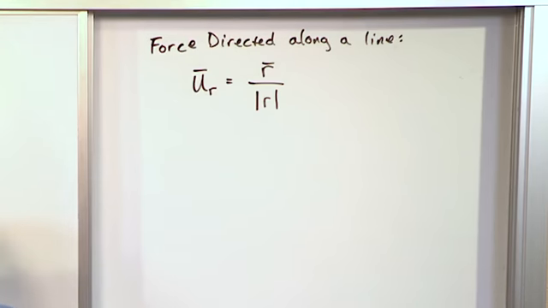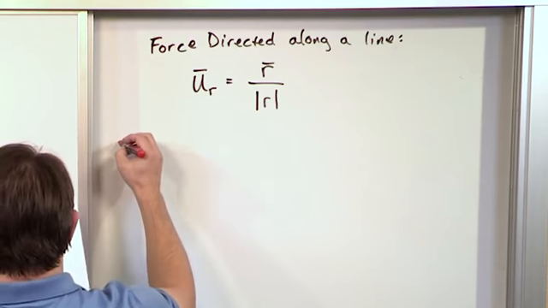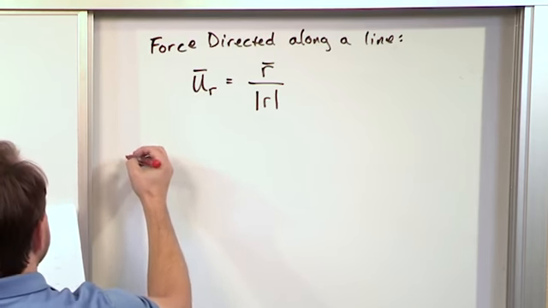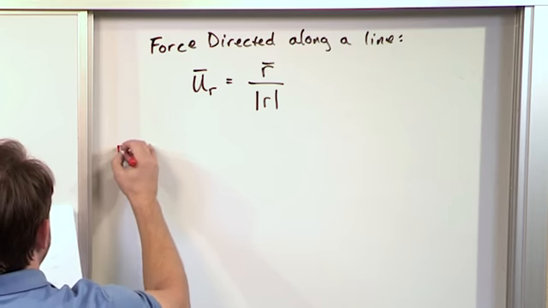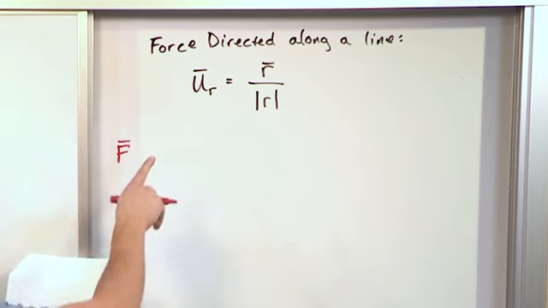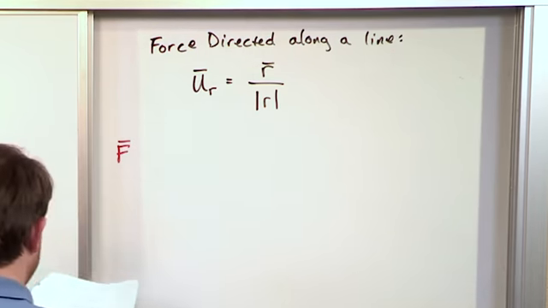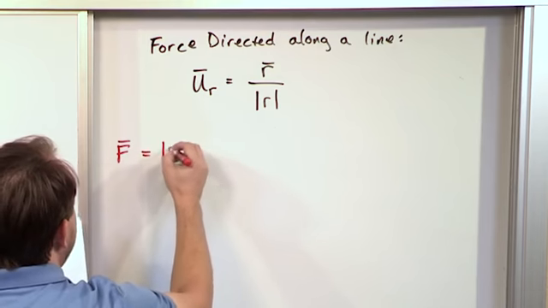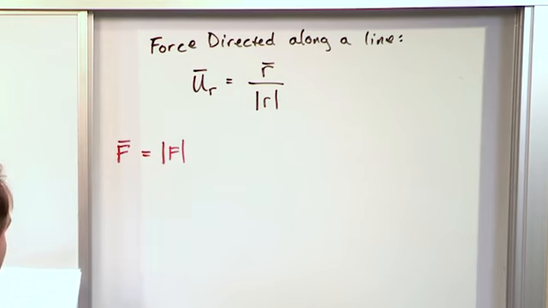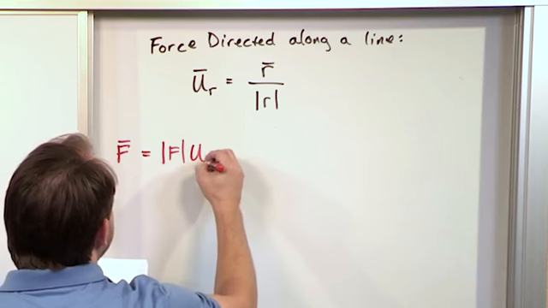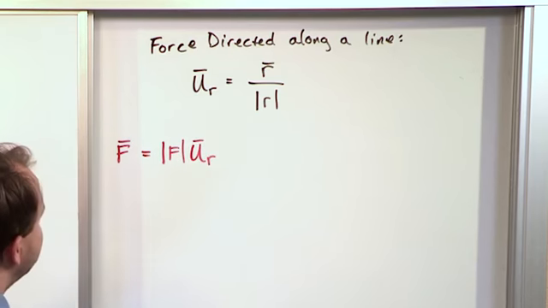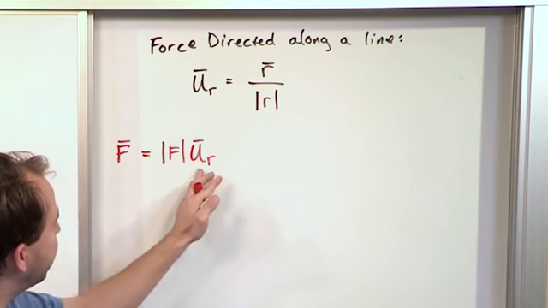Then, finally, the punchline to everything we're doing: the force directed along this line, defined by the unit vector here, is going to be equal to the magnitude of the force I'm pulling with, like 100 newtons or whatever, times the unit vector in that direction. So that's how you combine them. This is what it is right here.